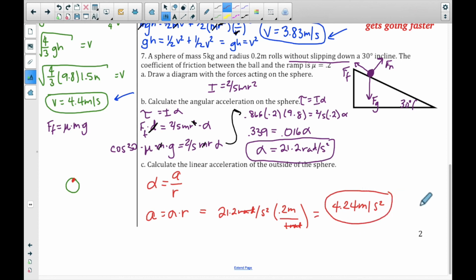All right, we have one more concept in this section of notes on angular momentum. I'm going to stop this video here and make a separate video on the angular momentum.